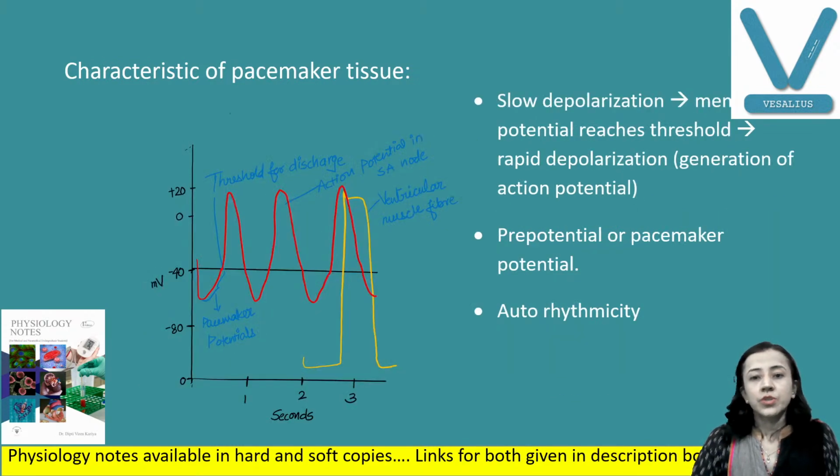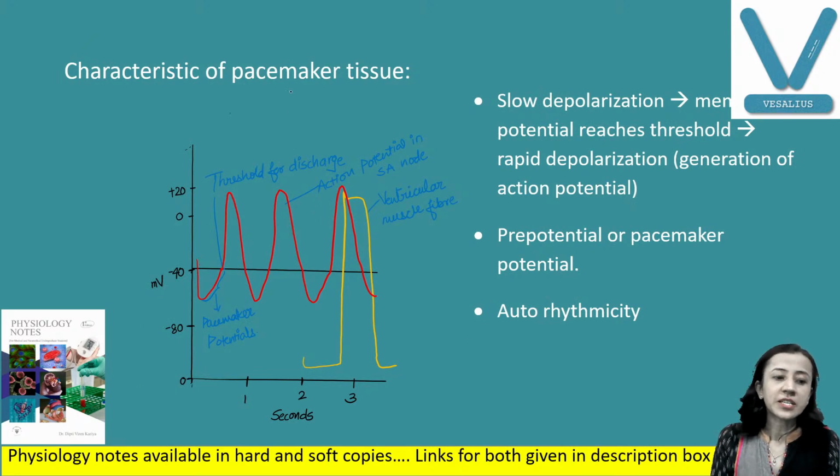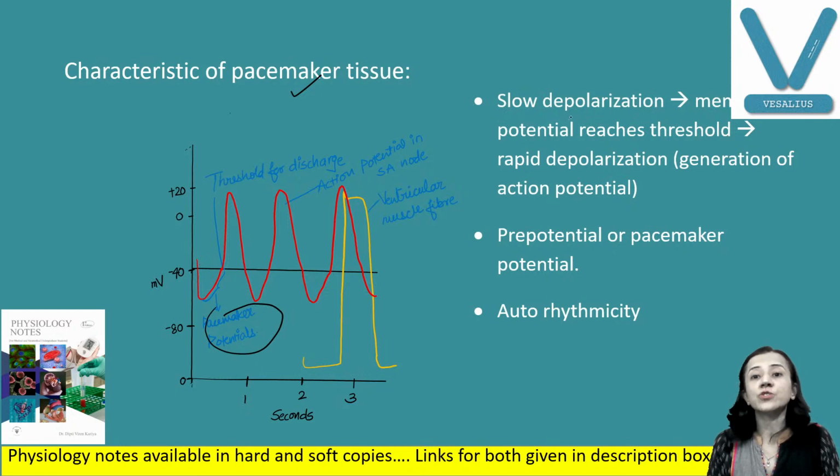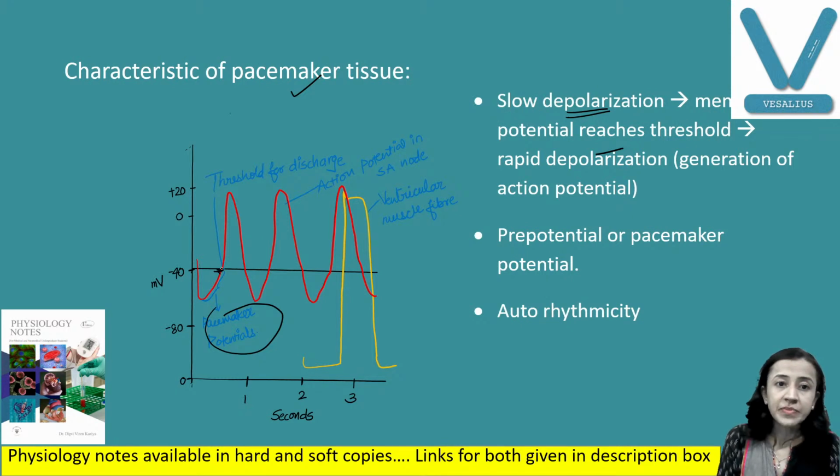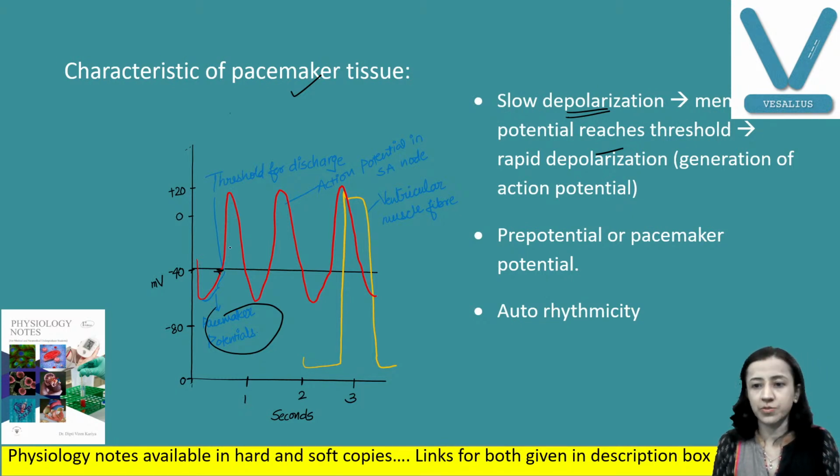Now, you can see here the characteristic of pacemaker tissue. Here is the diagram. It shows this pacemaker potential, which is because of slow depolarization. Because of slow depolarization, the membrane potential reaches threshold. This is the threshold potential, minus 40 millivolt. Once it reaches threshold potential, that results in generation of action potential.